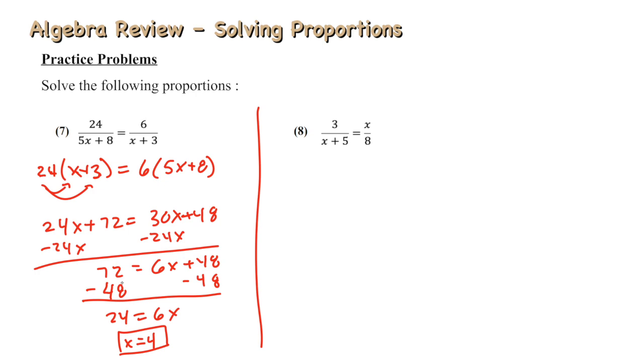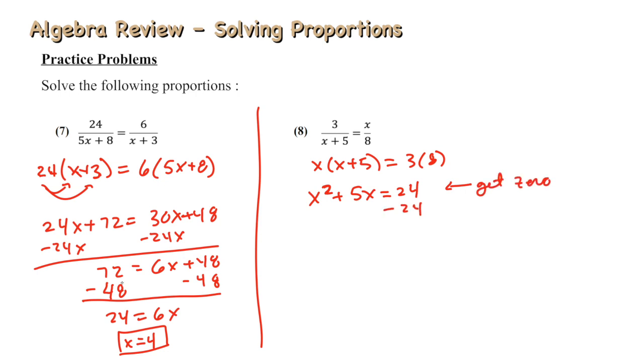Now for number 8, when we cross multiply, we get x times x plus 5 is equal to 3 times 8. That gives us x squared plus 5x equals 24. Because it is a quadratic, meaning it has an x squared, we need to get 0 on one side. So we're going to subtract 24 from both sides of the equation. That gives us x squared plus 5x minus 24 equals 0.